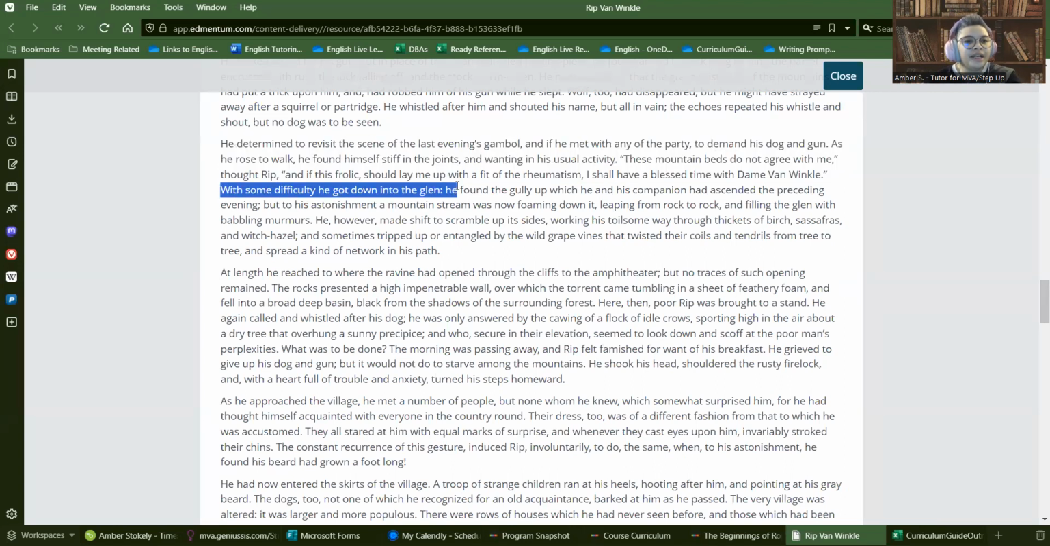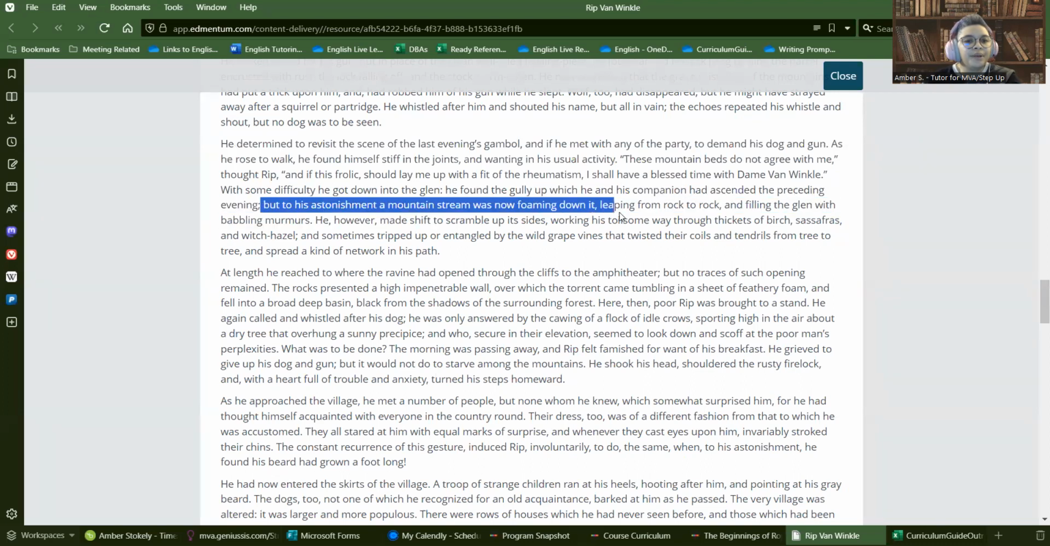With some difficulty, he got down into the glen. He found the gully which he and his companion had ascended the previous evening. So the gully is basically the slope upwards that they went up. And it says, but to his astonishment, a mountain stream was now foaming down it, leaping from rock to rock and filling the glen with babbling murmurs. So there's no cliff now, there's a waterfall there.